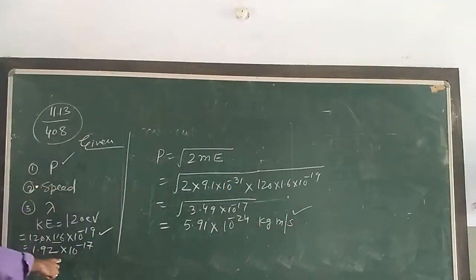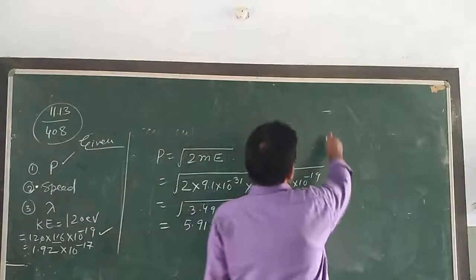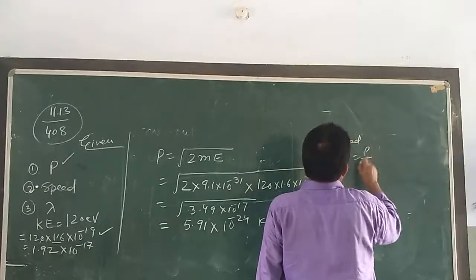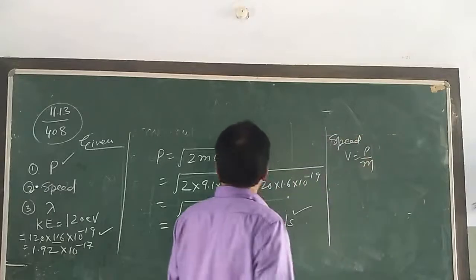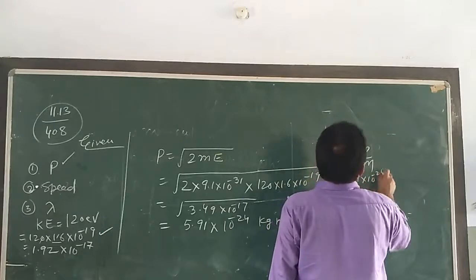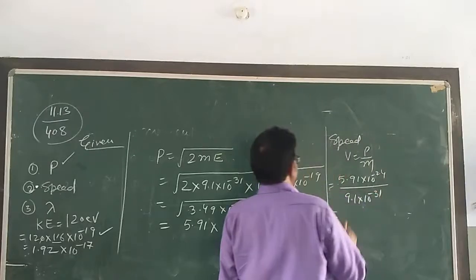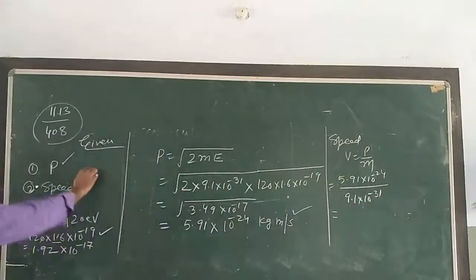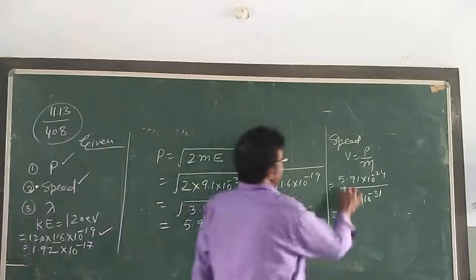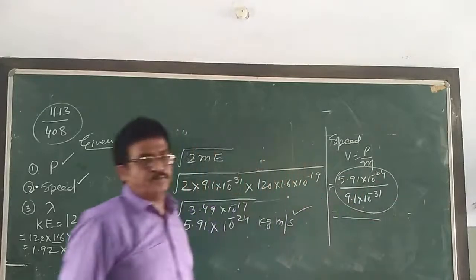Here it is the kinetic energy. What is the speed here? Speed v बराबर p by m. मोमेंटम आपने निकाल लिया है. That is 5.91 into 10 raised to power minus 24 divided by 9.1 into 10 raised to power minus 31. Second thing जो आपको निकालनी है, that is speed. Again the calculation part is important. Here. सॉल्व करिए, क्या आंसर आ रहा बताइए यहां पर.